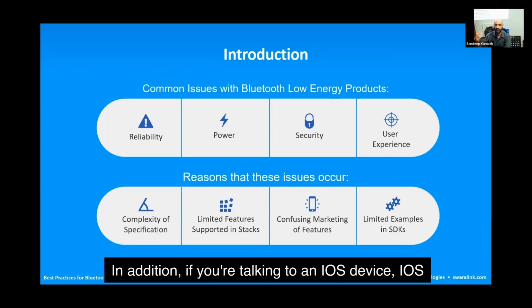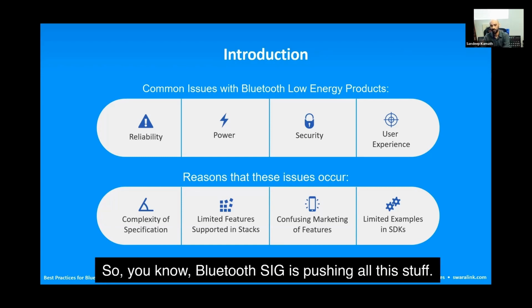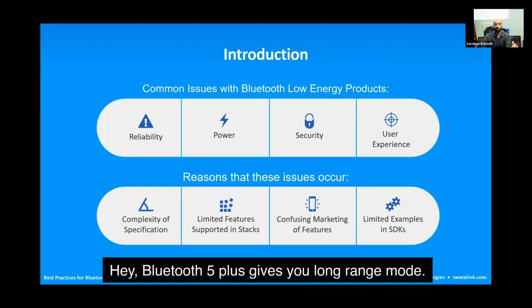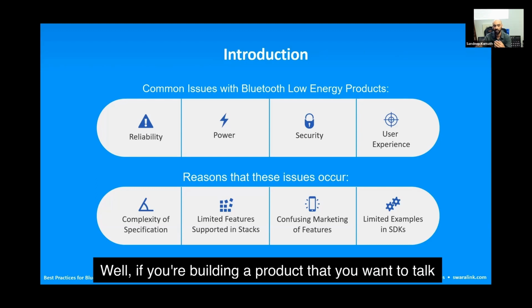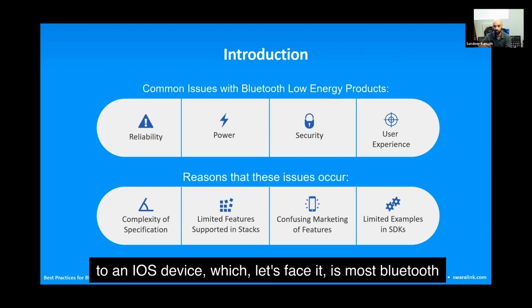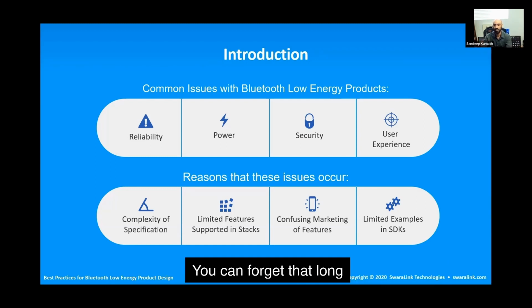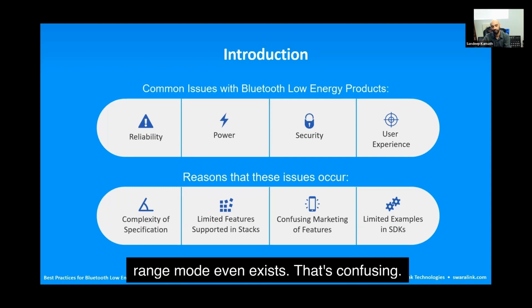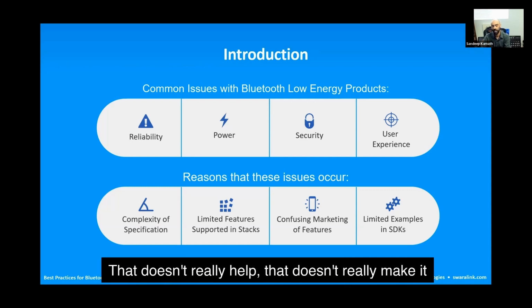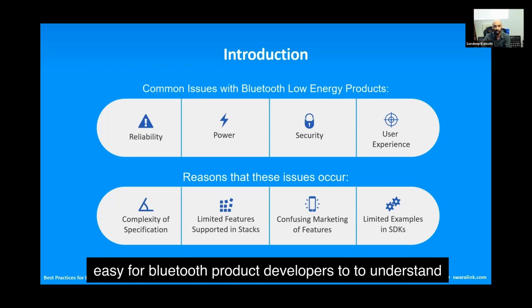So Bluetooth SIG is pushing all this stuff. Hey, Bluetooth 5 plus gives you long range mode. Well, if you're building a product that you want to talk to an iOS device, which, let's face it, is most Bluetooth products, you're not getting long range mode at all. You can forget that long range mode even exists. That's confusing. That doesn't really help. That doesn't really make it easy for Bluetooth product developers to understand what they're getting.